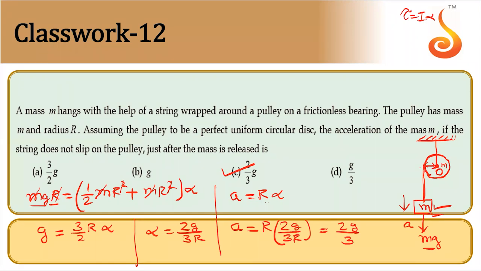Where is r in mg? Yes, it's a formula. a is equal to r alpha, the relation between linear and angular variables. And mgr is torque, the torque exerted by this force. That should be equal to moment of inertia into its angular acceleration.